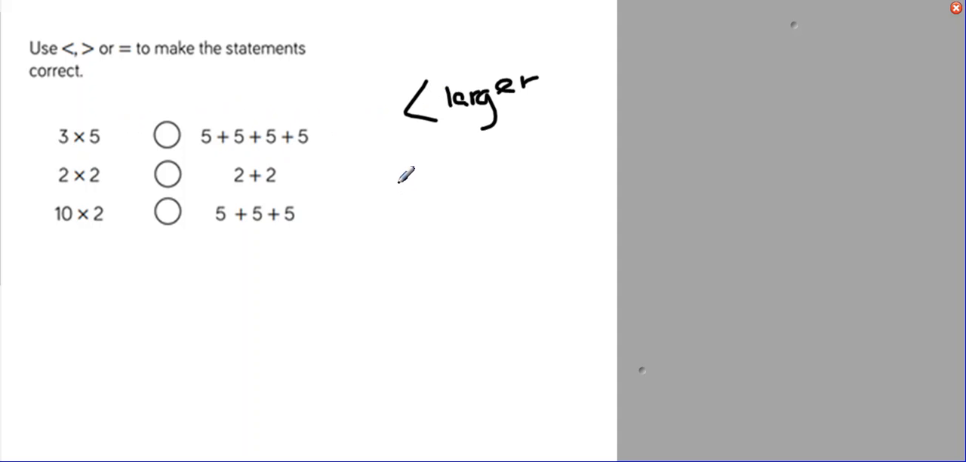Okay, I'll just do another example for you. So if we had the number 2 and we had the number 6, the crocodile mouth would go this side, because 6 is larger than 2, so the opening would go to the larger number. Okay? Equals means the same as. So pause the video and have a go. Remember, you can draw pictures to help you if you need to.